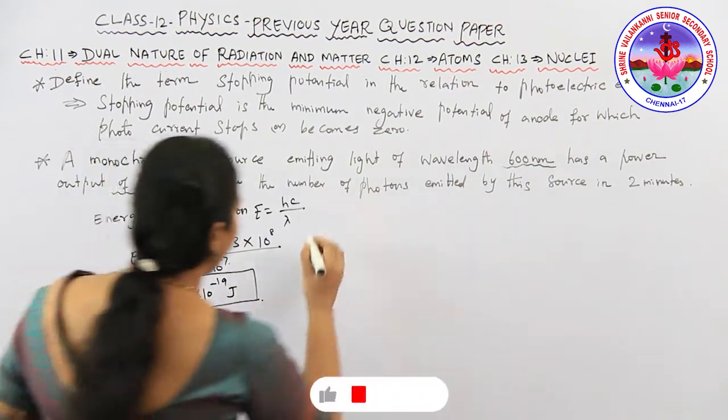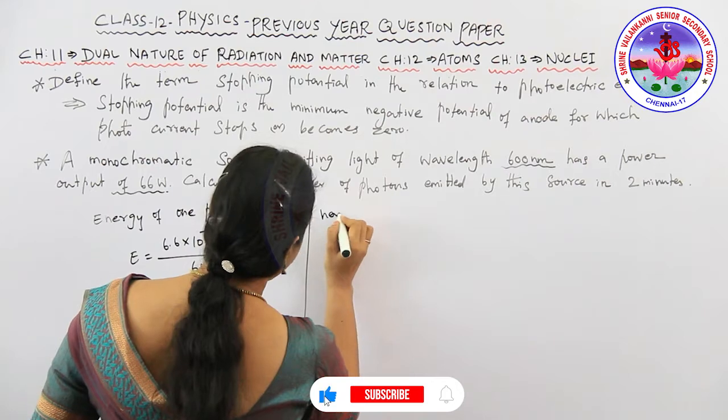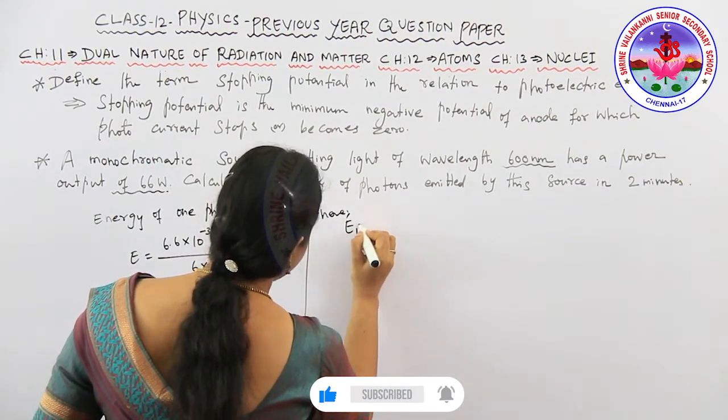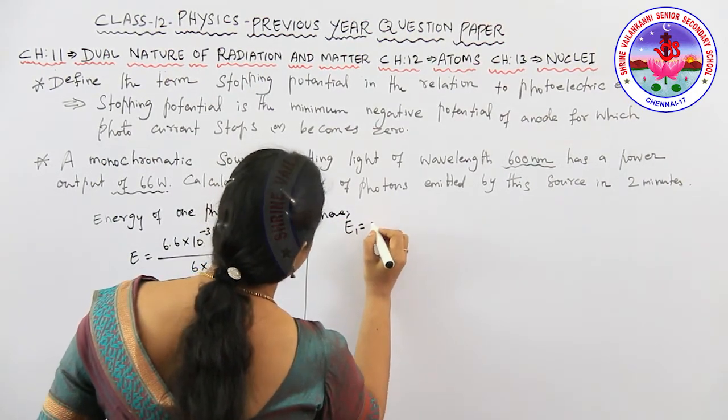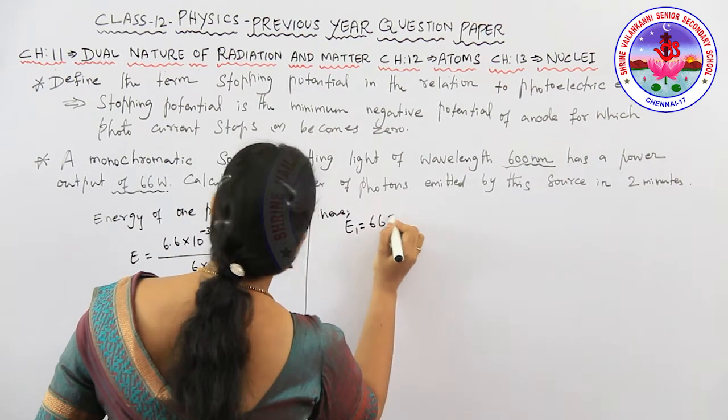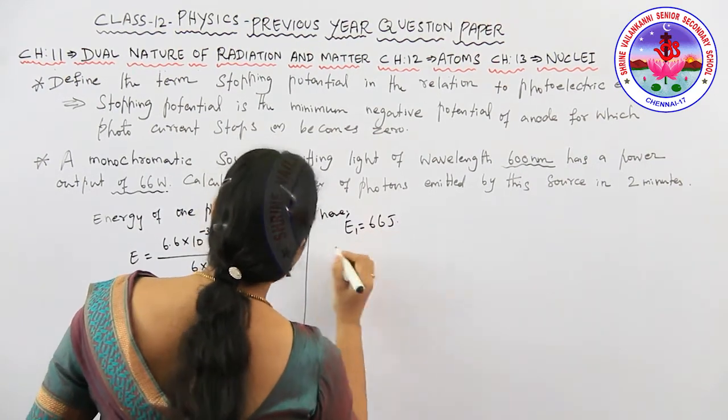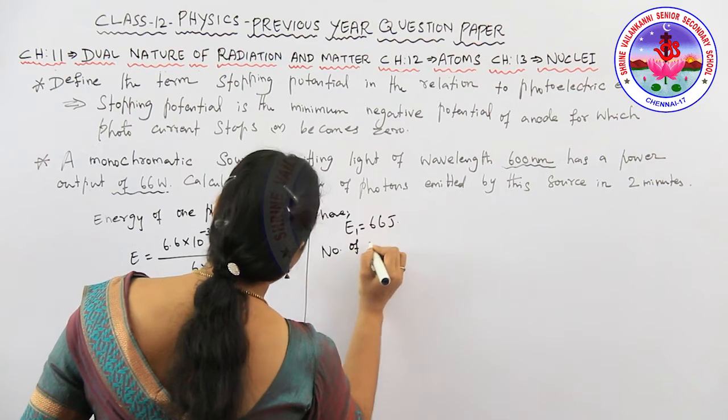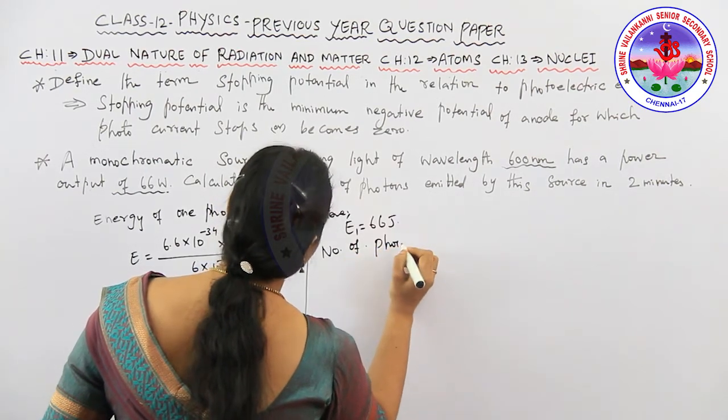Okay. Now here you can write E1, that means the first energy, that is 66 joule. So here, the number of photons in 1 second.